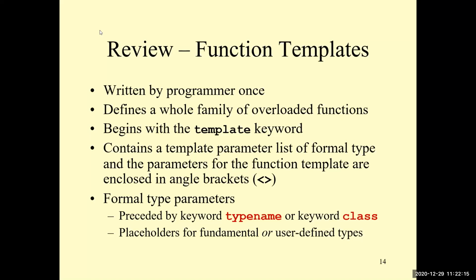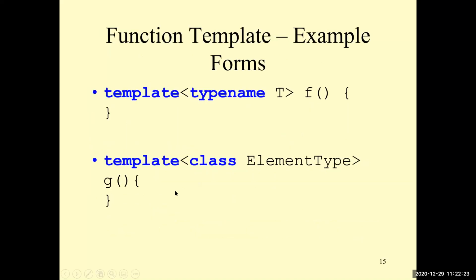So you actually use the keyword typename or you can use the keyword class. Okay, and then after that you can use any identifier, and that identifier you use in the body of the function, right? For example, these are the two examples that you see on the screen. You can write template angle bracket typename, anything like T, and then you can write the body of the function. And as I told you, in place of keyword typename you can also use the keyword class, right?